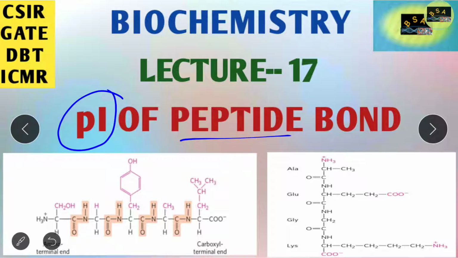We already discussed the isoelectric point of amino acid, how we calculate the charge on amino acid, how we can calculate the isoelectric point of an amino acid at different pH. We already discussed all these things in our previous lectures, so please go and watch all those lectures. So let's start today's lecture, that is pI of peptide bond.